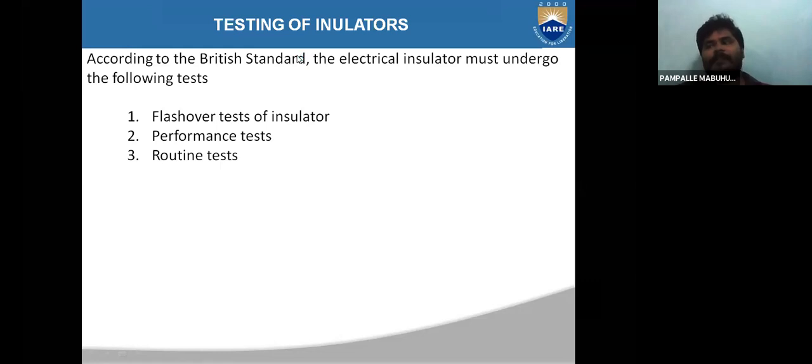You have to create some practical environment and test this insulator. When these insulators pass all these tests, you can say that the insulator is perfect and can be used for practical purposes. So what are the different tests that are performed on the insulators in laboratories? According to the British standards, these electrical insulators must undergo the following 3 tests. The first test is the flashover test of the insulator, the second is the performance test, and the third is the routine test. So these are the 3 types of tests.